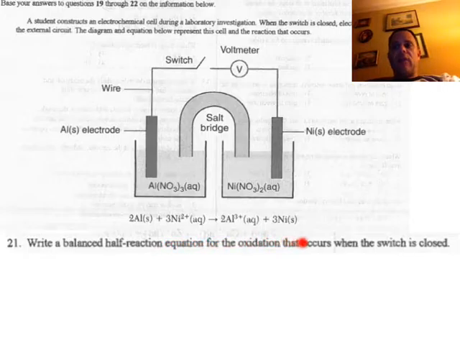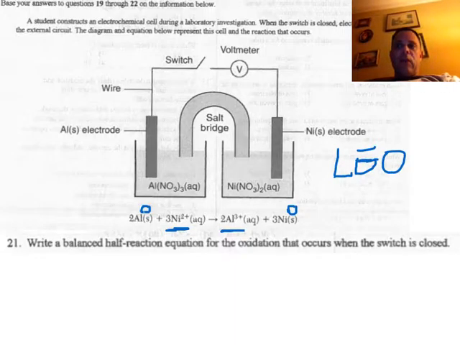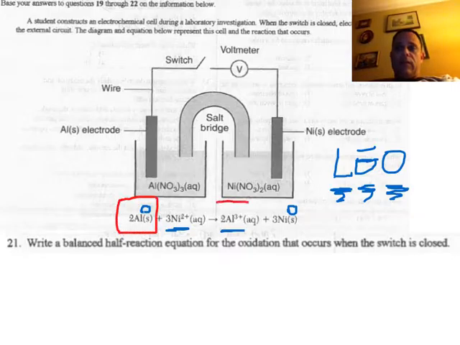Now number 21, also for the same scenario, asks us to write a balanced half reaction equation for the oxidation that occurs when the switch is closed. Let's once again assign the oxidation numbers. Aluminum uncombined is 0. The nickel is already given to you, the aluminum's already given to you, and this nickel is 0. Now we are looking for oxidation. Remember, Leo says Ger. The Leo is the loss of electrons, is oxidation. So we are looking for the one that loses electrons, so the oxidation number climbs, gets larger, and it is for the aluminum.